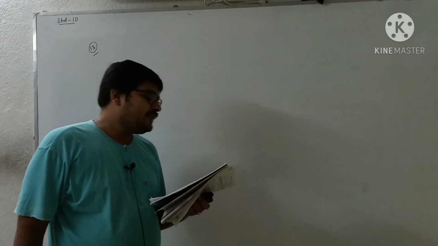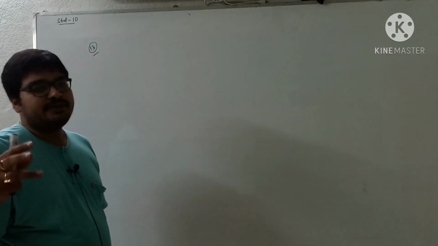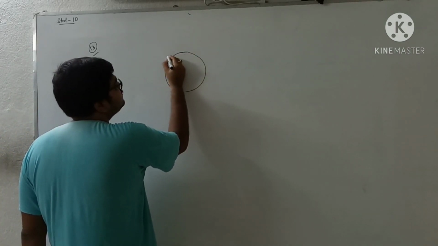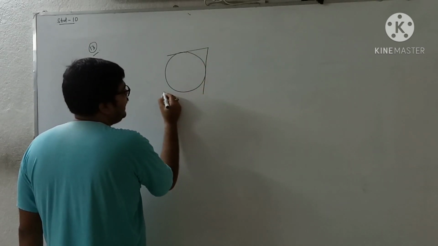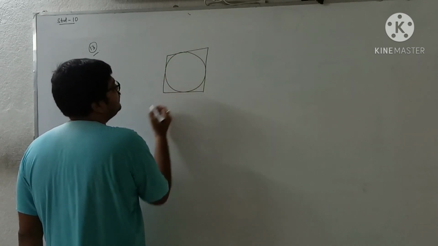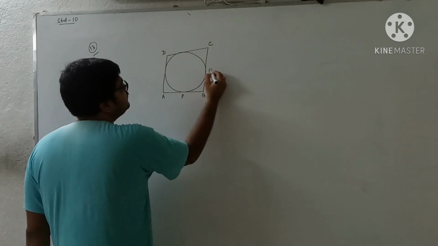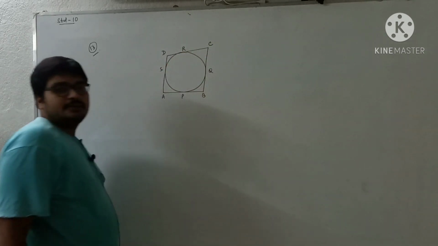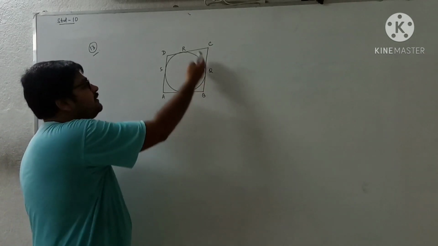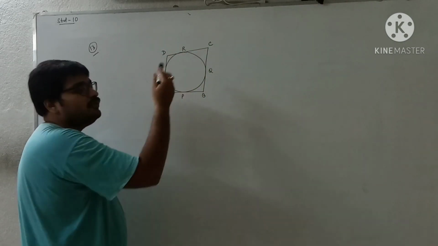What is this question? Prove that opposite sides of a quadrilateral circumscribing a circle. Again that word, circumscribe a circle. So let's draw the quadrilateral circumscribing a circle. And as no specific type of quadrilateral has been told, we are just drawing the quadrilateral anyhow. So ABCD is a quadrilateral. You can understand this is circumscribing the circle as the sides of the quadrilateral are touching the circle at different points P, Q, R, S.